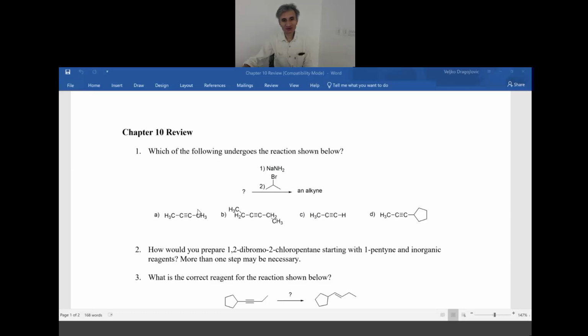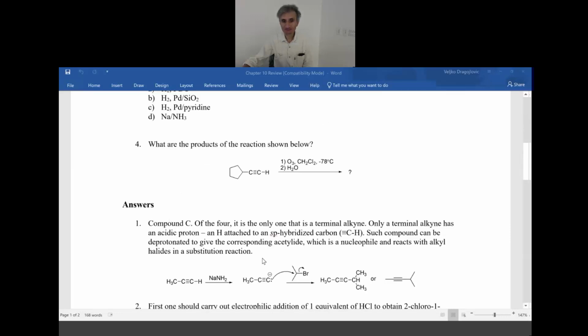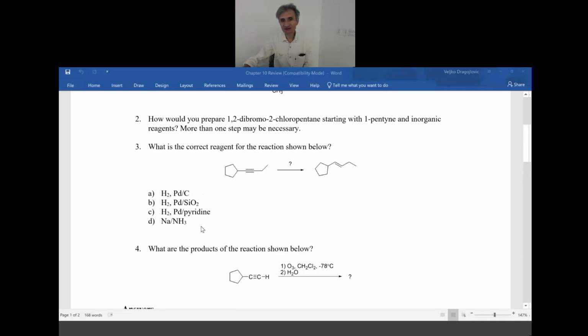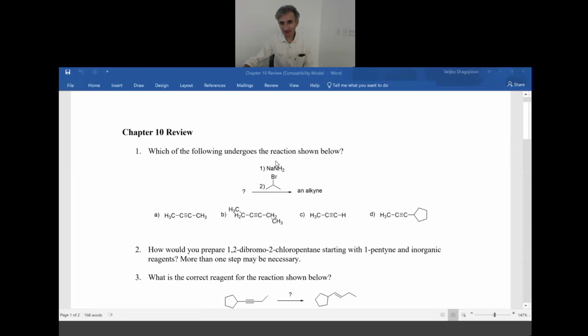Out of those 4 choices, you can see all of them are alkynes. That means it's a conversion of one alkyne into another. Compound C is the correct one because the reagent is sodium amide, a strong base. And a strong base can react only with a terminal alkyne because a terminal alkyne has an acidic proton. That's the proton attached to an sp hybridized carbon, and that one can be removed by a strong base.